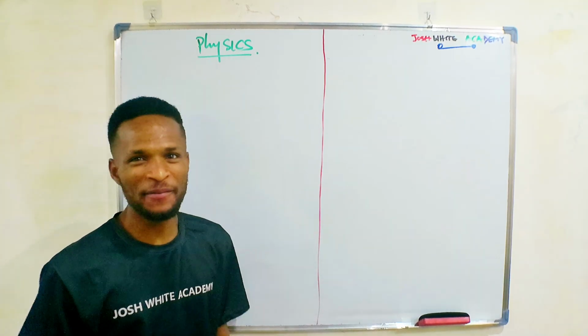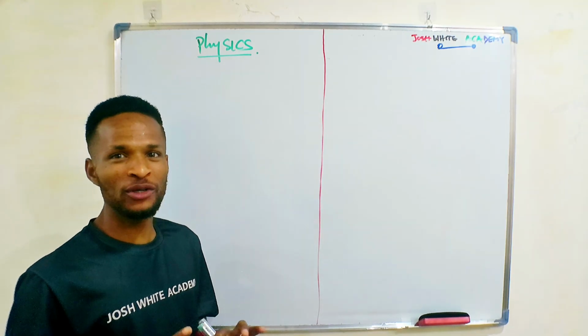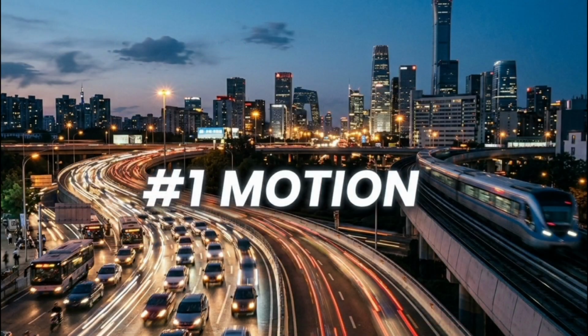Let's get started. I will be showing you 50 undisputed JAMB physics formula crushers from highly repeated topics. Let's begin. Welcome to class. So the first set of formulas we will be treating is on motion.